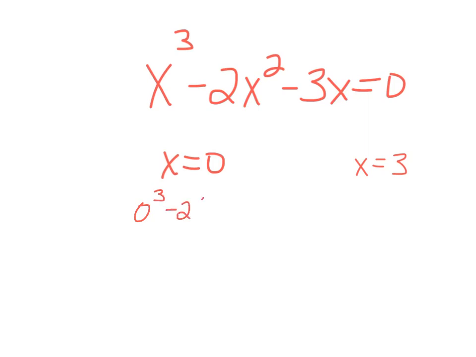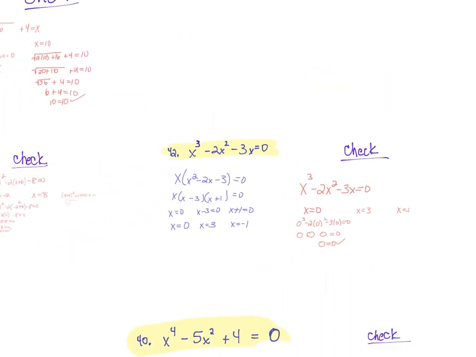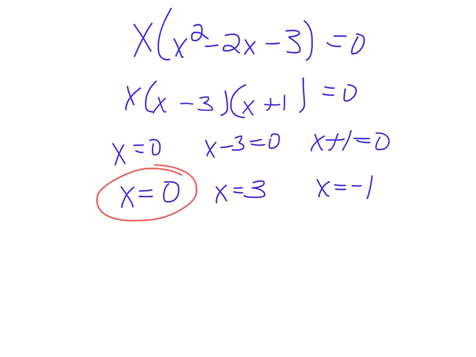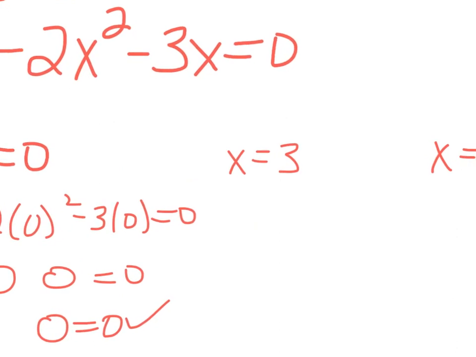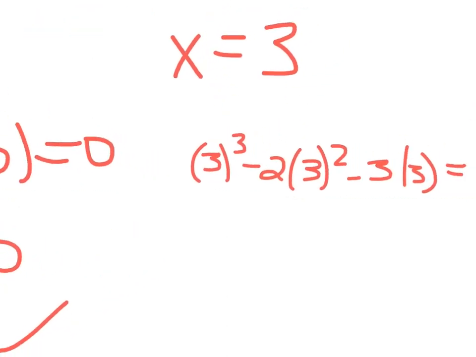0 cubed minus 2 times 0 squared minus 3 times 0, does it equal 0? Well, what's 0 cubed? 0. What's negative 2 times 0 squared? 0. And then what's negative 3 times 0? 0. So, does 0 equal 0? Yes. Okay, we're good. So, x equals 0 is a true solution. All right, let's plug in 3. So, I have 3 cubed minus 2 times 3 squared minus 3 times 3. Does that equal 0? What's 3 cubed?